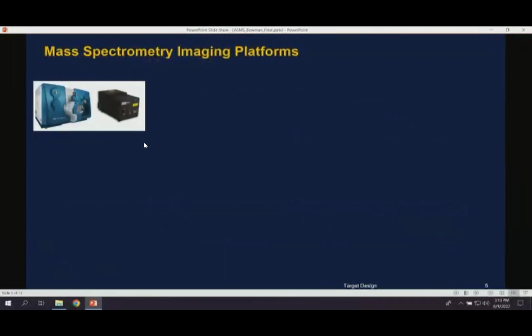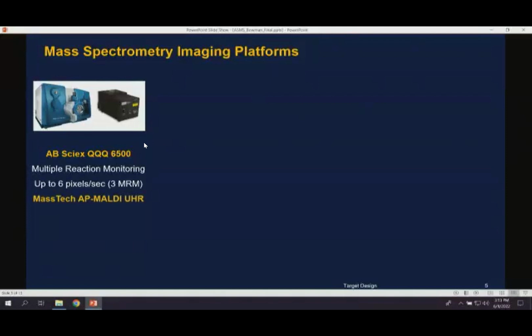For that, I had 4 different imaging platforms that I was going to run. The first one, which is the one we're most curious about, is an AB-SciX triple quad 6500. This allows us to do MRM studies and run about 6 pixels per second with 3 MRM reactions per pixel. Attached to that, we're using a MassTech AP-MALDI-QqQ-MRM source. This is currently being run at a spatial resolution of about 20 micron, but it is theoretically capable of 5 micron resolution. And we were operating this in the continuous motion mode.